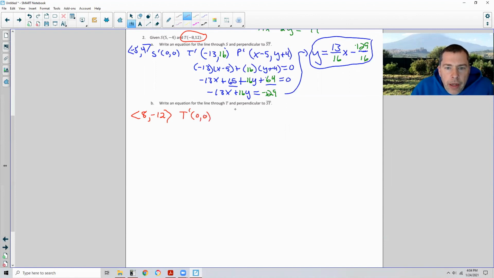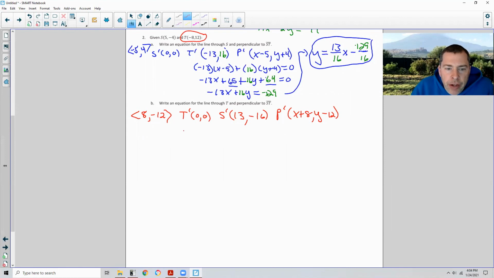All righty. And then we're going to look for S prime. S prime is going to be 5 plus 8, which is 13, and negative 4 plus a negative 12, negative 16. And then we're going to have some point x plus 8, comma, y minus 12. So there's our T prime, S prime, P prime from this. And then we take SP and we find the equation.